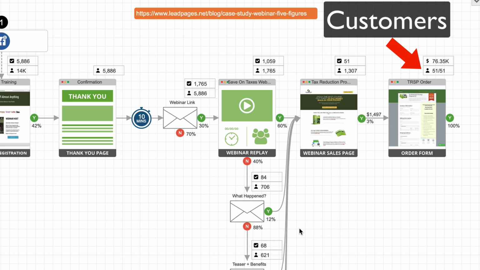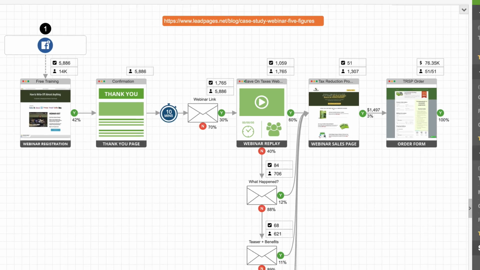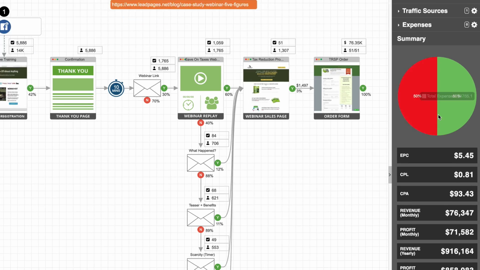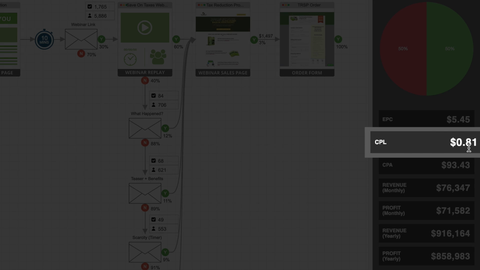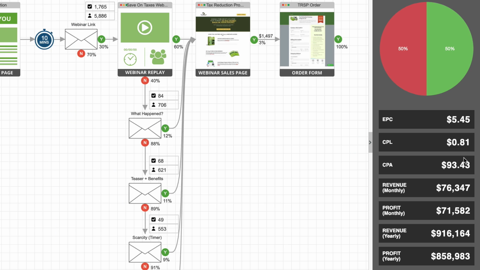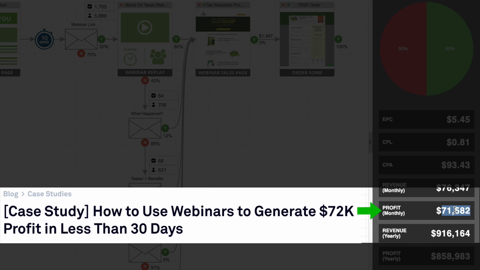So again, it's the numbers that really drive this whole funnel. Now, I've already added in the actual numbers that were provided in the previous case study in terms of the cost per lead. Let me just minimize this here so we can see the bottom. You can see the earnings per click, $5.45. The cost per lead is 81 cents, which was mentioned in the previous article. The cost per action, so to make a sale, we're paying $93, and profit of $71,000, which is roughly what they made, 72,000 or 71.5. We're pretty close in the ballpark, right?